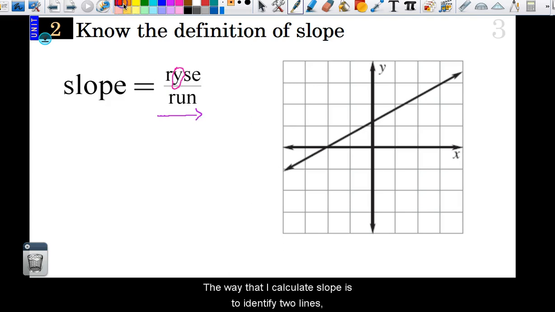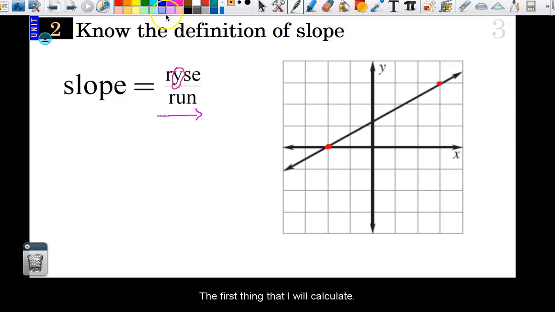The way that I calculate slope is to identify two points on the line that are right on the grid. And what I mean by that is it's where these gray lines intersect and it's a nice even point. I can see where it touches. And this one's pretty close. I'm going to go with that one and assume that that is also a point.